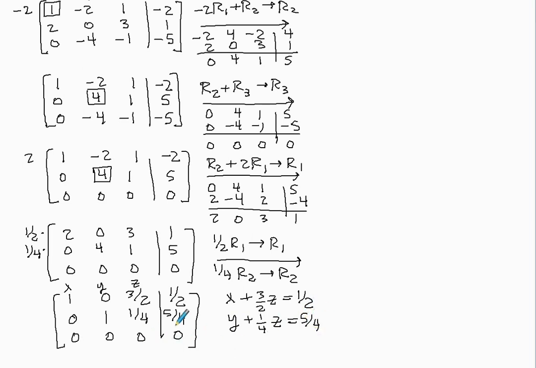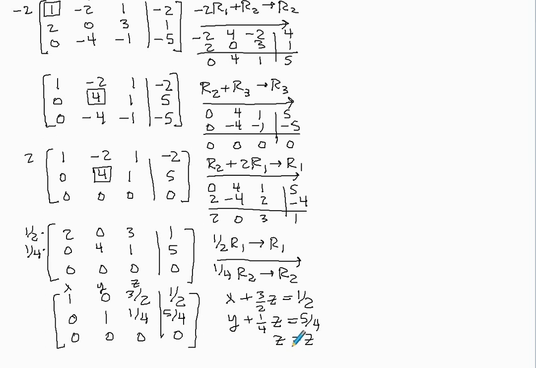And then this last row, you could just translate that as z equals z. And because this is just saying 0x plus 0y plus 0z equals 0. Well, that happens for any value of x, y, and z. So this down here just means that the last equation is always true for any values of z.